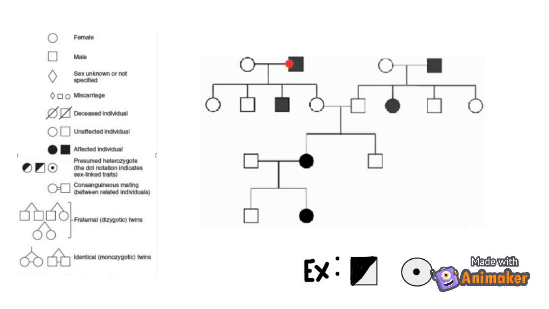Affected individuals are shaded. Unaffected individuals are unshaded. Carriers are half shaded when it's autosomal, or a dot when it's sex-linked.